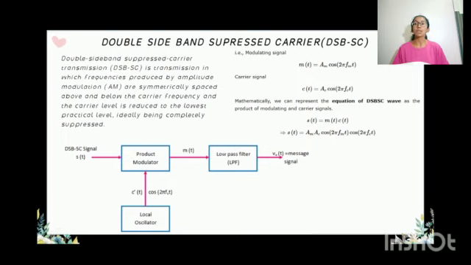Now, let me give the formulas of double sideband suppressed carrier. The modulating signal is m(t) = Am cos 2π fm t, and the carrier signal is c(t) = Ac cos 2π fc t. m(t) is the base signal or message signal, and cos(2π f0 t + α) is the carrier signal. If the amplitude of the carrier signal is directly proportional to the modulating signal, it can be represented as s(t) = m(t) cos(2π f0 t + α).